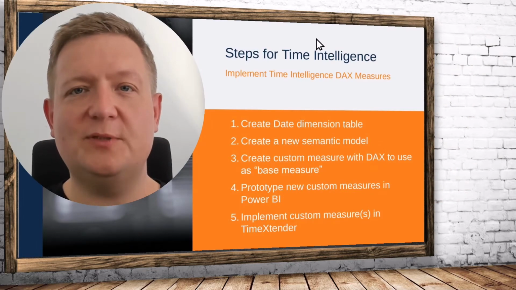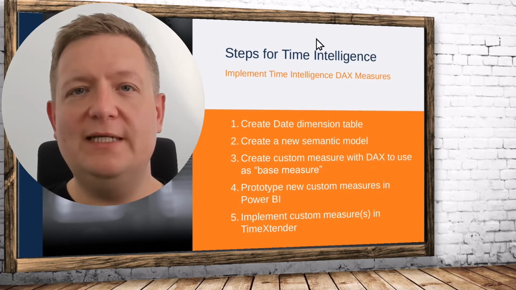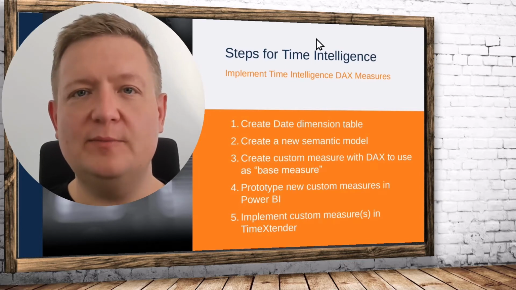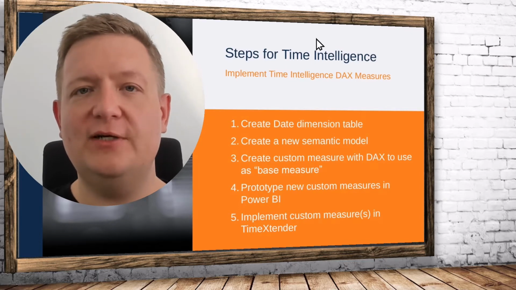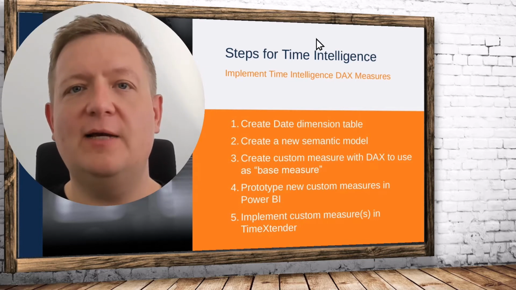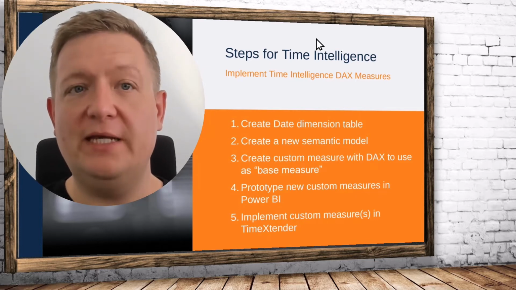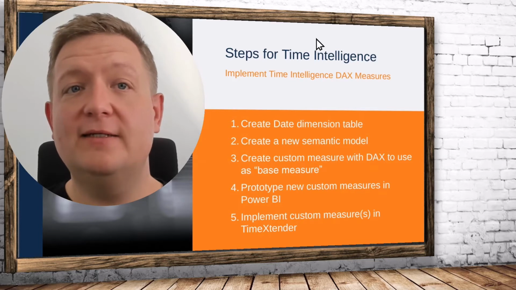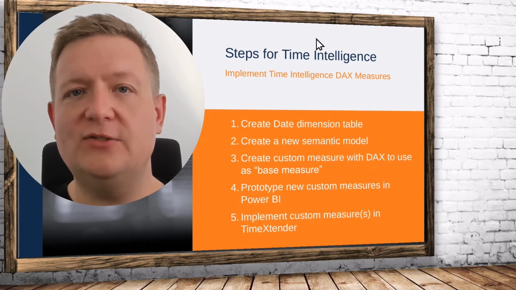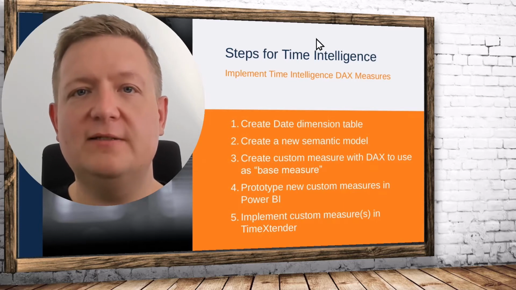So which steps will we see in our demo? So first we will need to create a date dimension table, because we always need a date dimension if we are talking about time intelligence or even BI for that matter. We will create a new semantic model so that you can see it's really possible to do it end to end within a very limited amount of time.